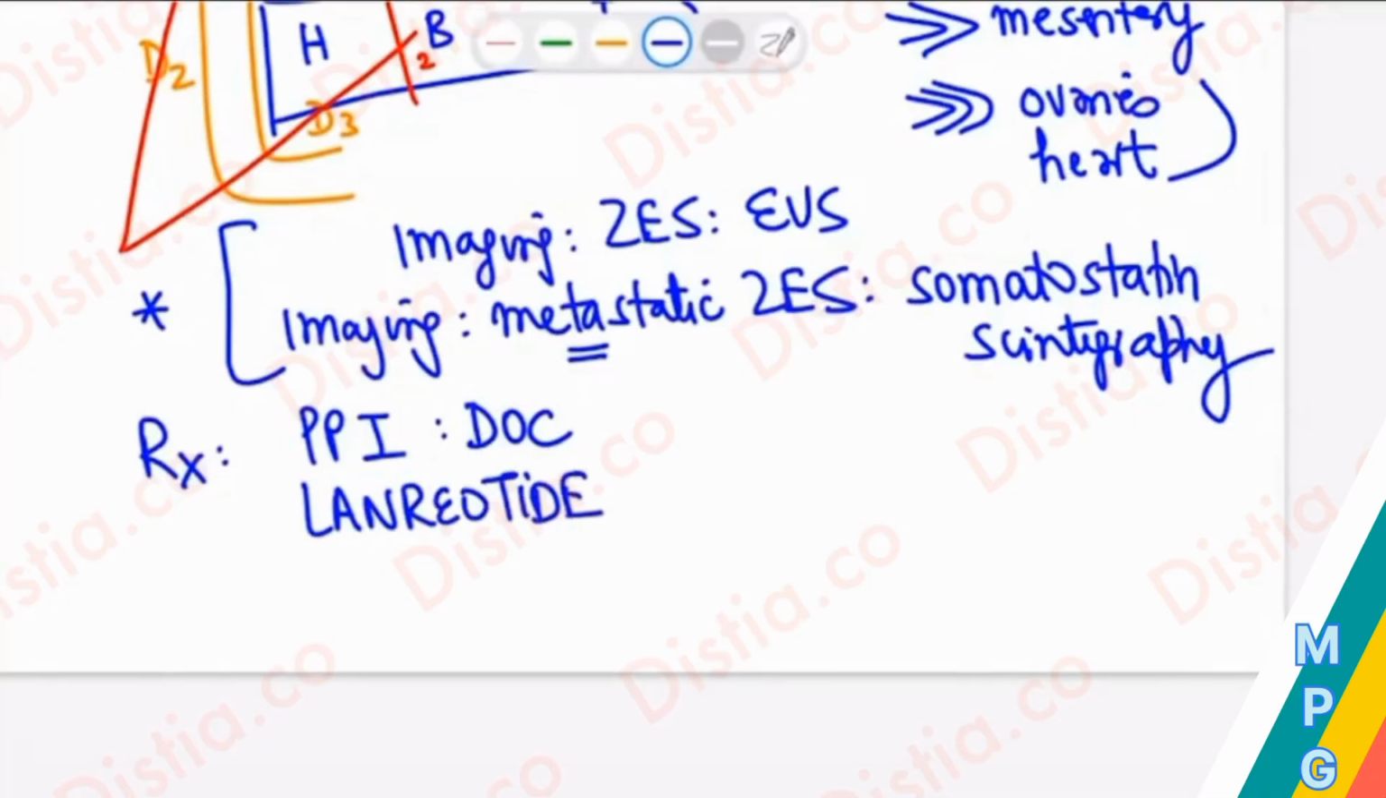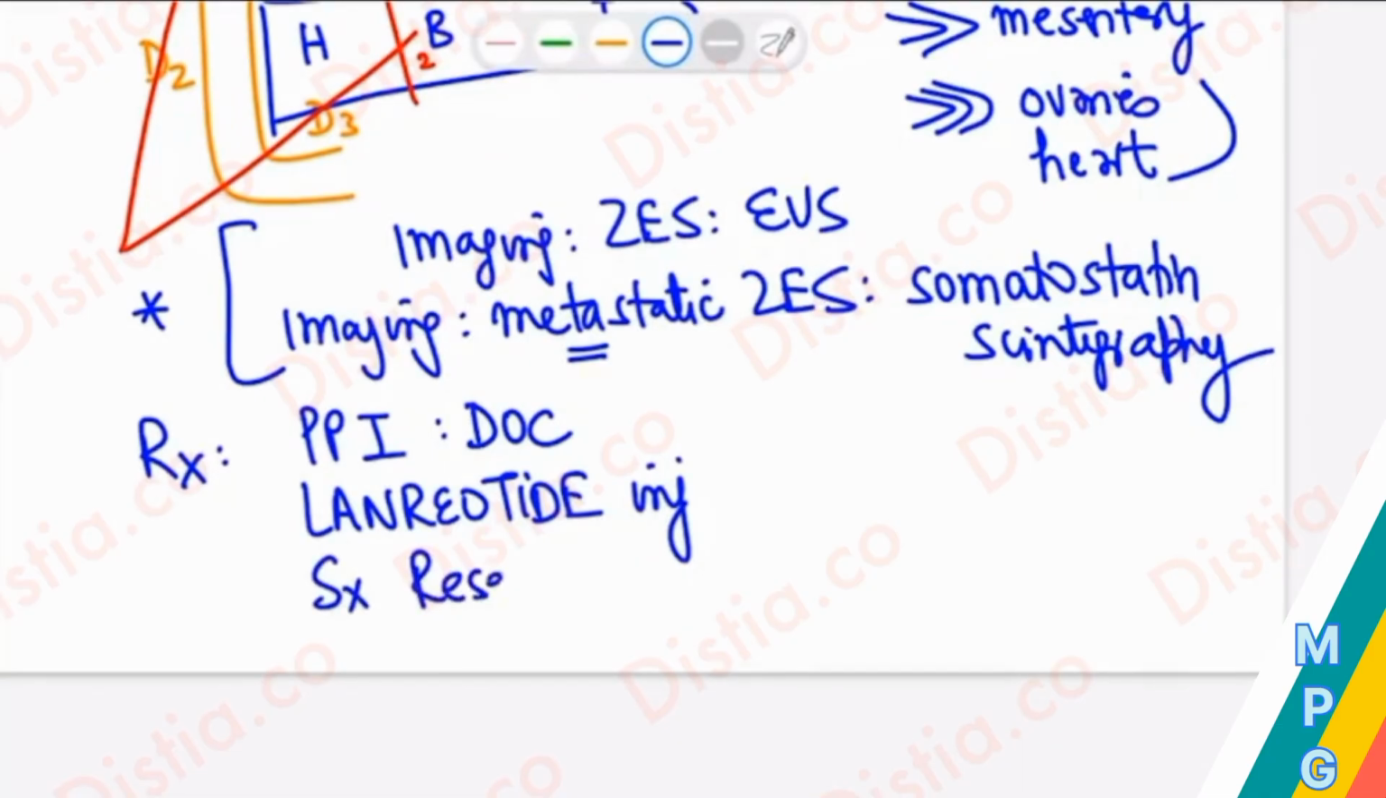Lanreotide would be a long-acting derivative of octreotide that can be used in this case. So if we are going to be using injectable octreotide derivatives, that is lanreotide, you will be able to control the symptom profile of this person.